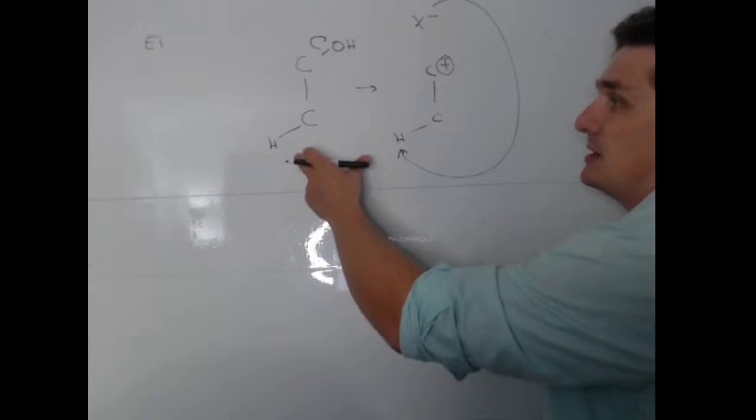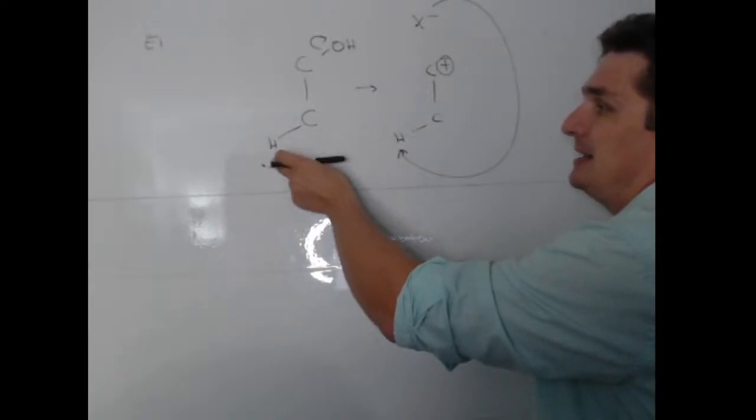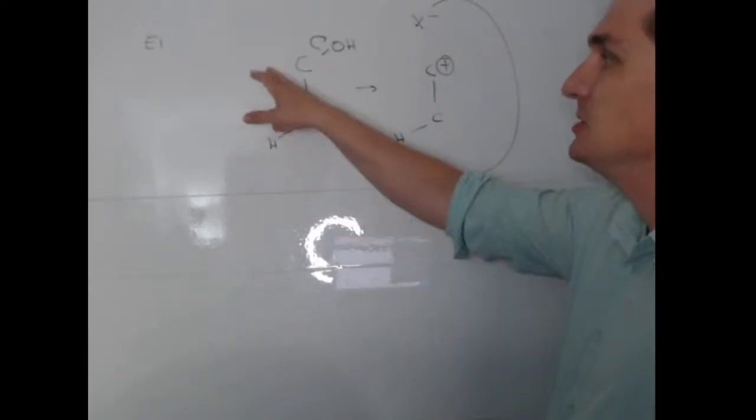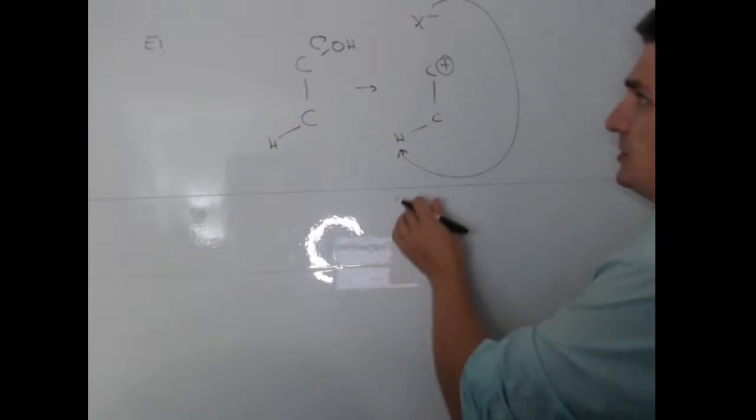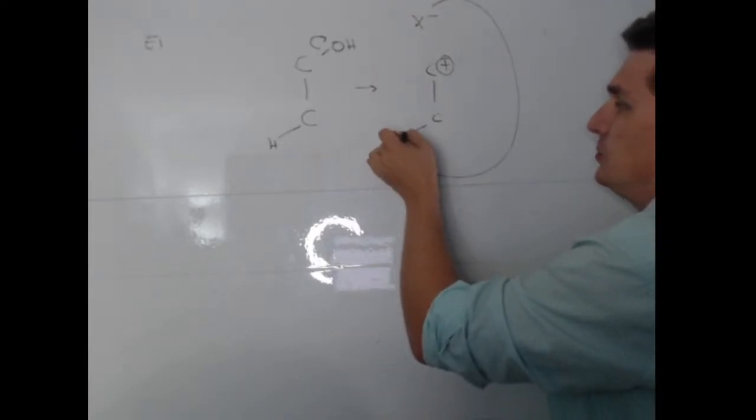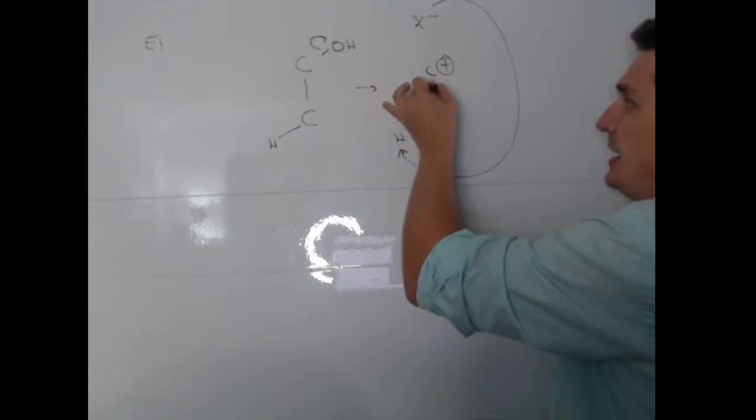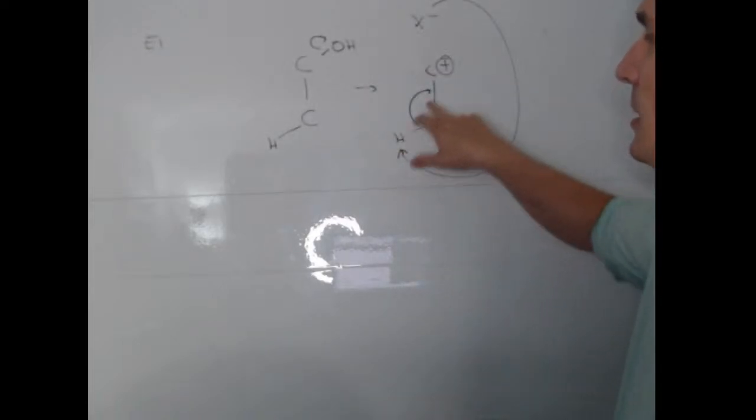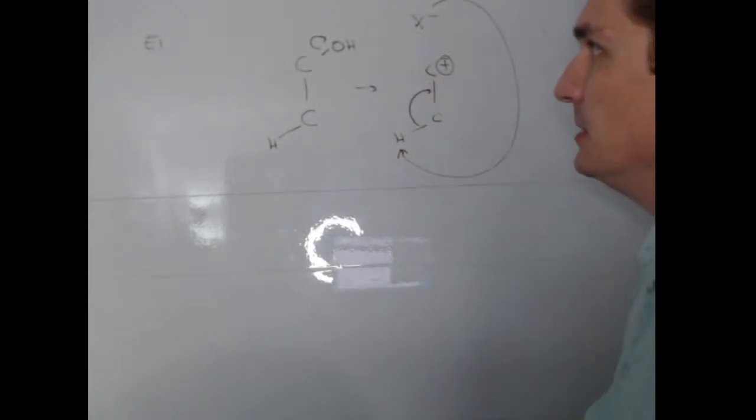Now, that said, we also have to have the caveat that we have to have a hydrogen nearby. It has to be on an adjacent carbon. And so if we go through the E1 mechanism, we abstract the hydrogen, and the bond comes down around the carbon and forms this carbon-carbon double bond.